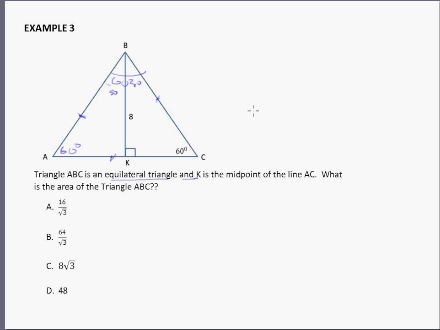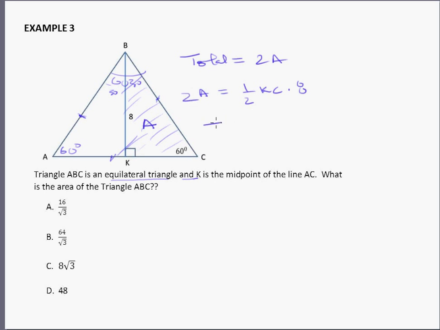So technically, if we can find the area of this little triangle here, then we can multiply that by 2. If this area is A, then the total area will be equal to 2 times A. But we know A is equal to half the base, and we're going to take the base as KC, times the height, which is equal to 8. And so if we want to find the total area, we multiply this by 2.